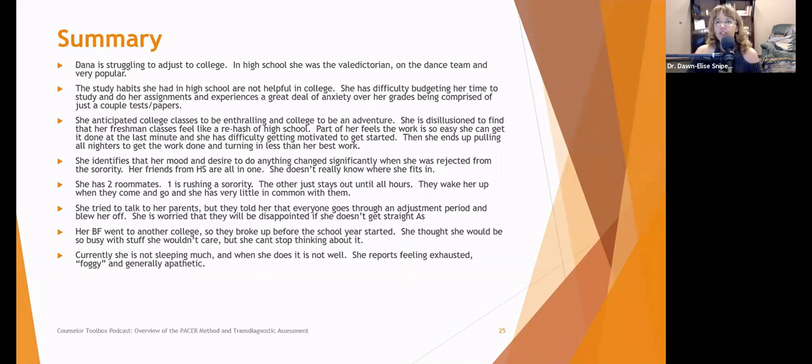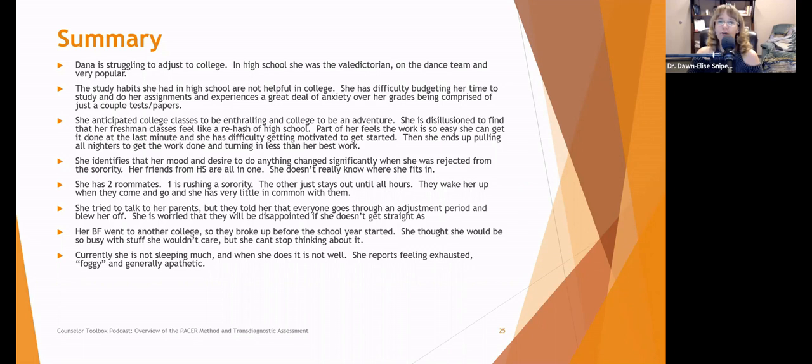Dana is struggling to adjust to college. In high school, she was the valedictorian on the dance team and very popular. The study habits she had in high school are not helpful in college. She has difficulty budgeting her time to study and do her assignments and experiences a great deal of anxiety over her grades being comprised of just a couple of tests or papers. She anticipated college classes to be enthralling and college to be an adventure, and is very disillusioned to find that her freshman classes feel like a rehash of high school.